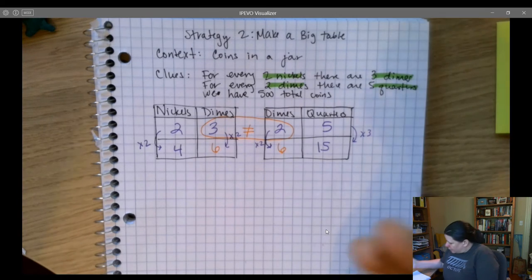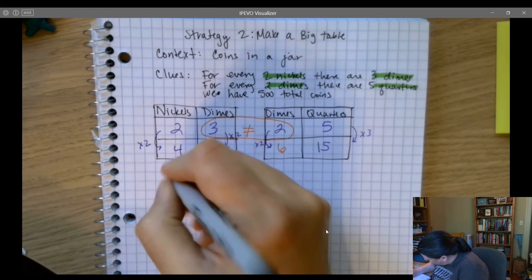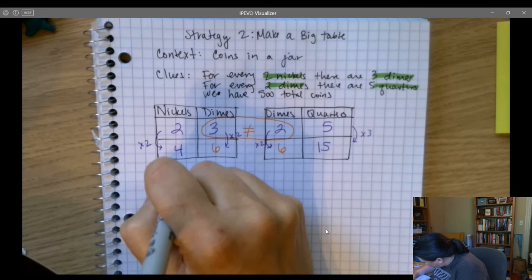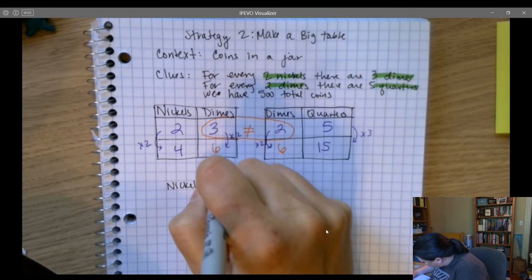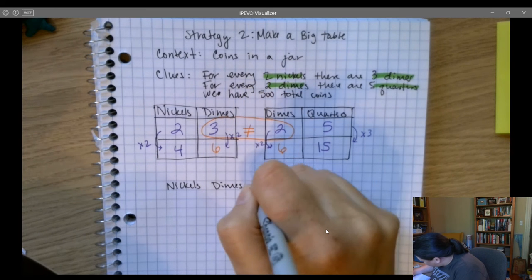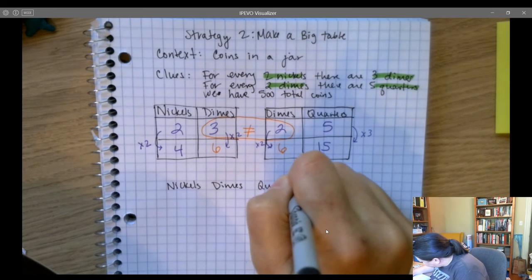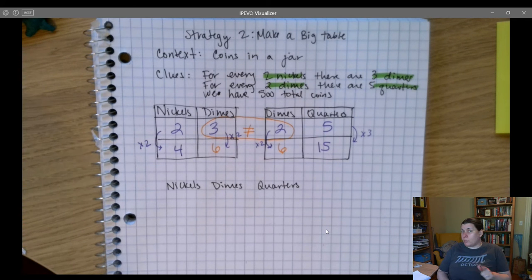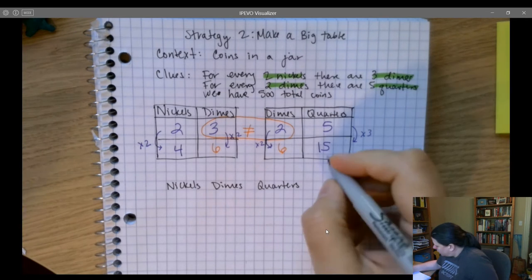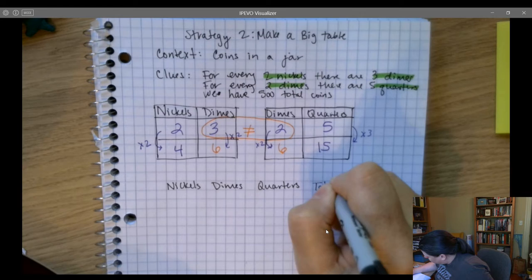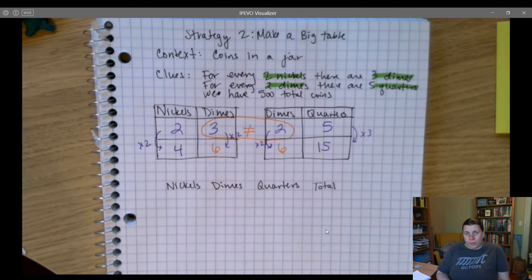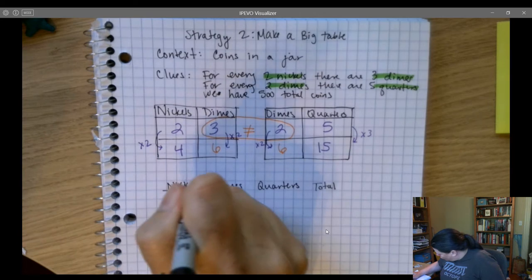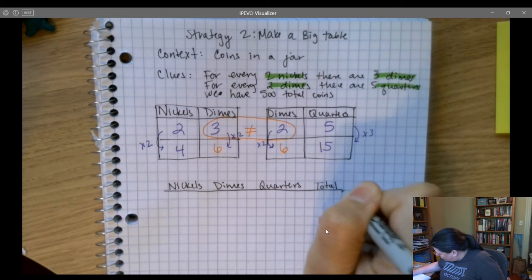So we're going to make our big table. Our big table is going to have lots of columns. It's going to have nickels, dimes, and quarters. And your sixth grader might stop with nickels, dimes, and quarters, and that's going to work just fine. A pro tip that you could share with them is to also include a column for total coins, which I think is going to become obvious here in a moment, why that's helpful. Okay, let me finish up my table here.